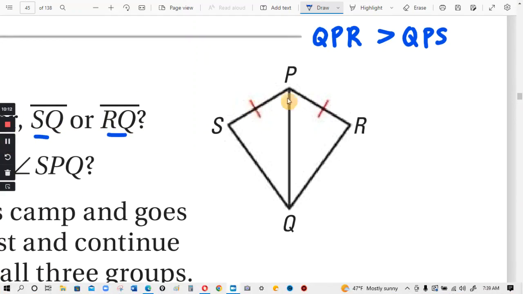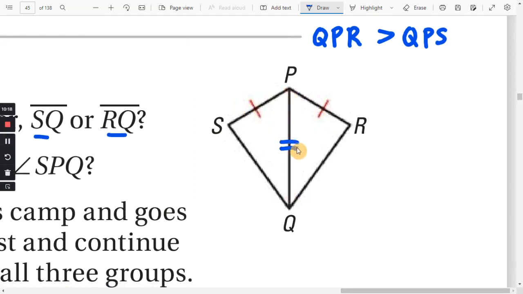All right, we have a pair of congruent sides. This side is shared by both triangles, so I can mark that one. And it says QPR, which is this angle right here, is greater than QPS, which is this one right here. So if I go across from the bigger angle, and again, I'm in between the two congruent sides, in other words, the included angle, that means that RQ is going to be greater than SQ. And that's it.